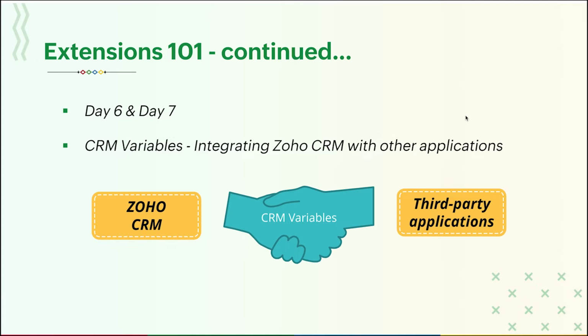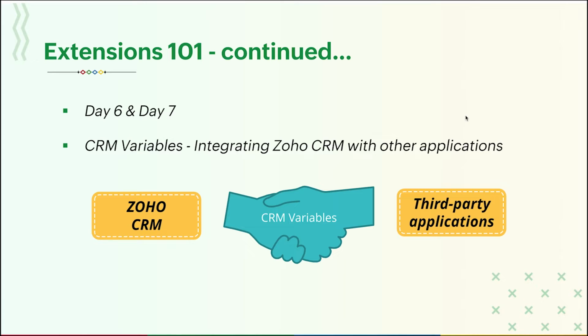These 2 new sessions will cover yet another important feature involved in developing Zoho CRM extensions, which is CRM Variable, also called custom properties. So the CRM Variable is a versatile feature and can be used in different scenarios. One of its major uses is integrating Zoho CRM with other applications, and that is going to be the primary topic of our session today.